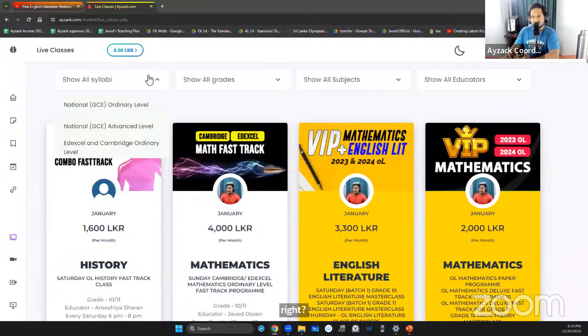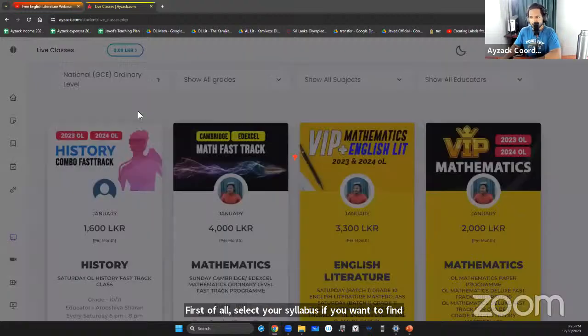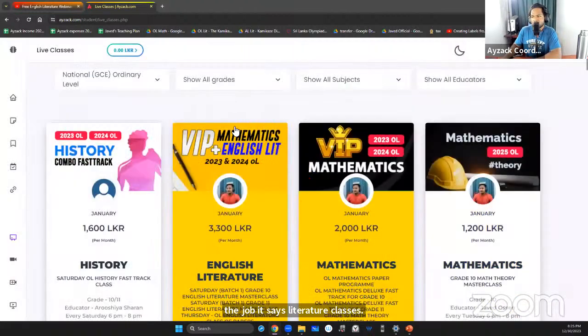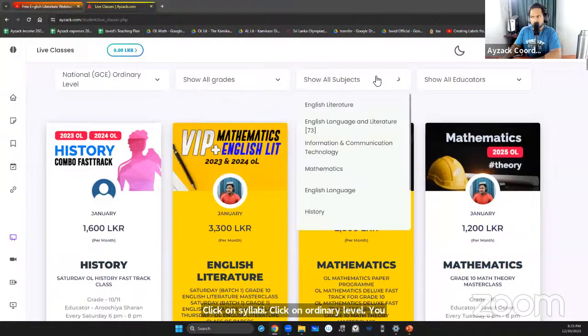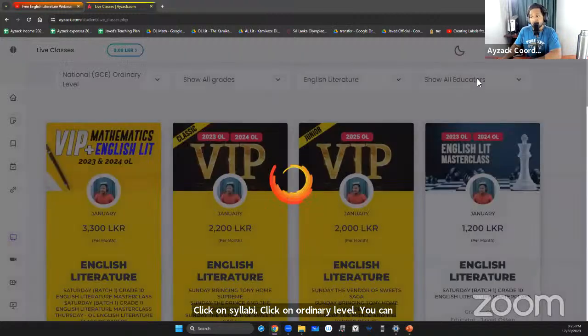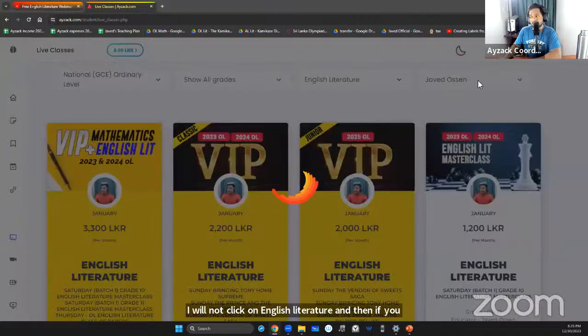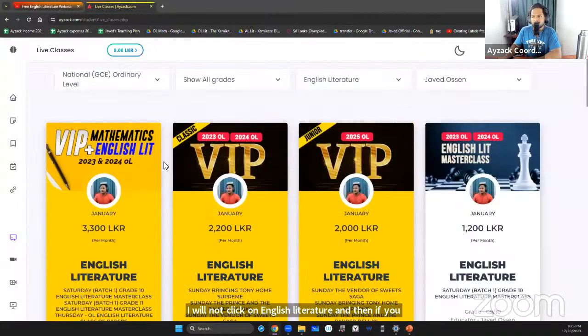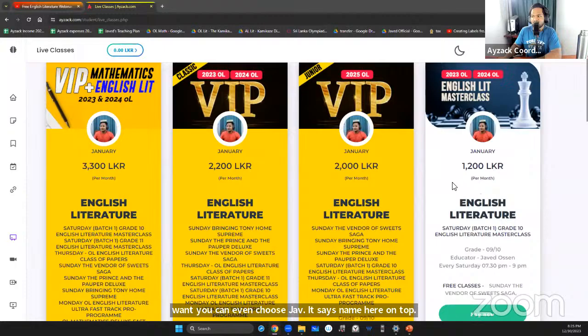First of all, select your syllabus. If you want to find Javed Sir's literature classes, click on syllabi, click on Ordinary Level. You can choose your grade if you want to. I will not. Click on English Literature. And then if you want, you can even choose Javed Sir's name here on top. And these are the classes that we have for English Lit.